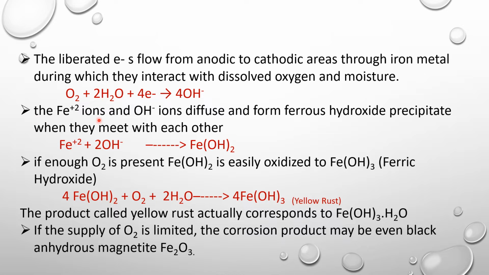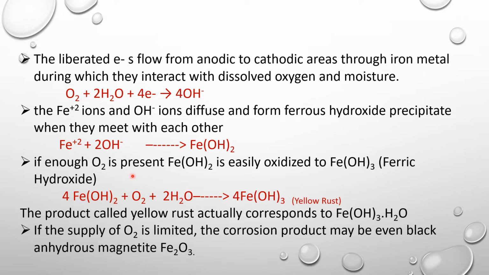Thus, Fe2+ ions at the anode and OH- ions at the cathode diffuse towards each other and form ferrous hydroxide precipitate when they meet. As shown in this reaction, Fe2+ at the anode and OH- ions at the cathode diffuse towards each other and form ferrous hydroxide, Fe(OH)2.